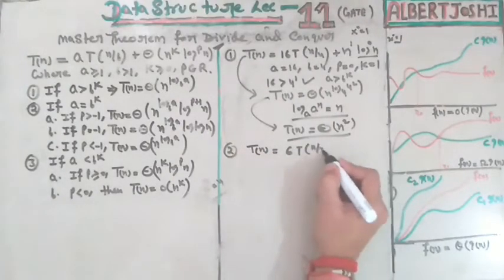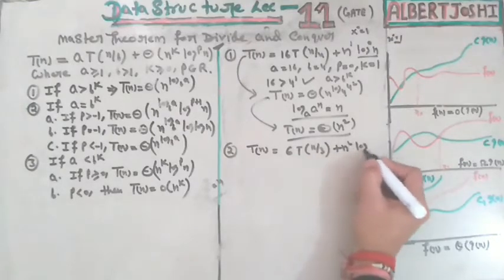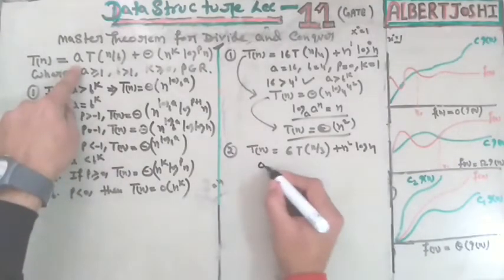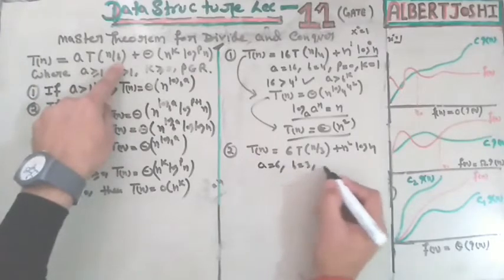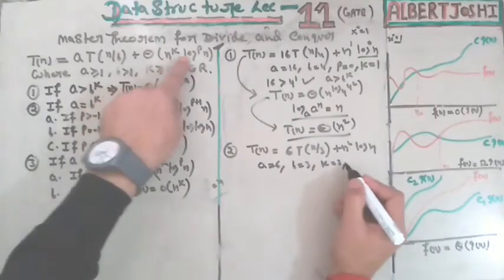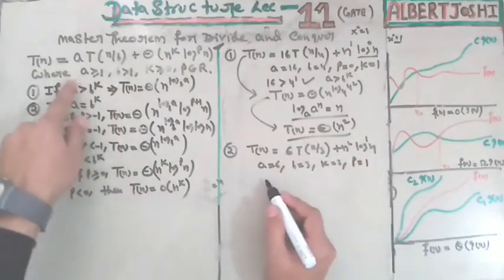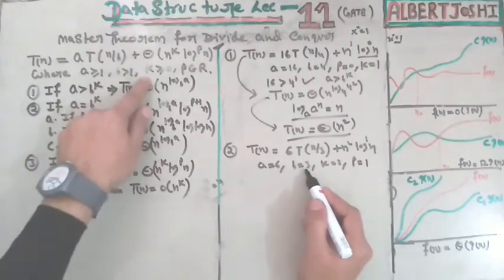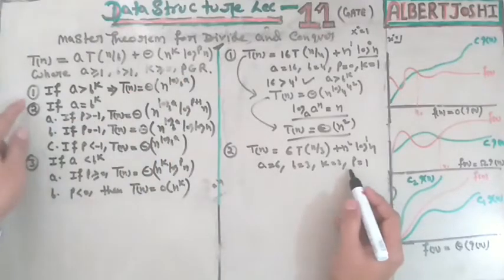T(n) = 6T(n/3) + n² log n. Suppose you have this. Okay. Now you can see that a = 6, b = 3, and k = 2, and log^p n means that p = 1. Now you will check that a > 1, yes, b > 1, yes, k >= 0, yes, and p belongs to R, yes.